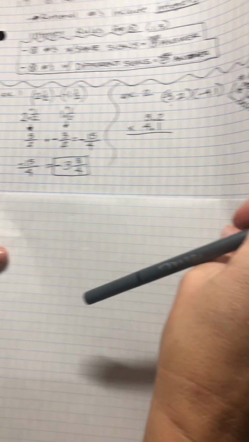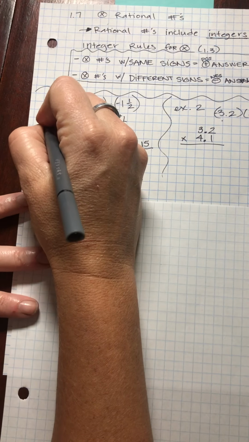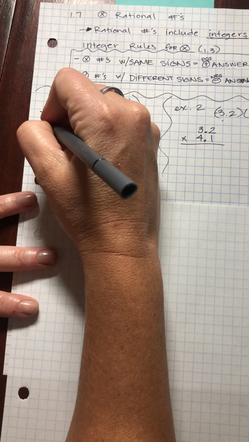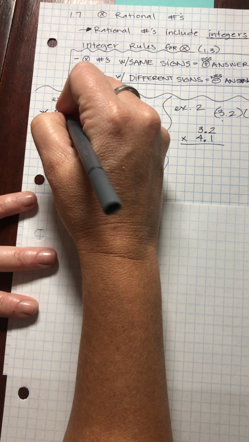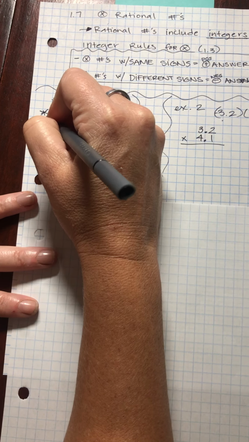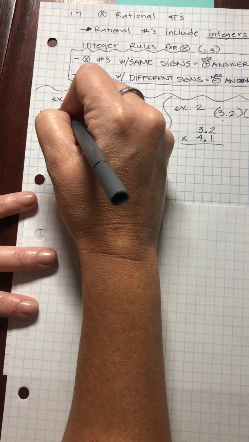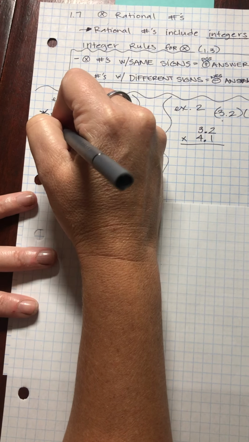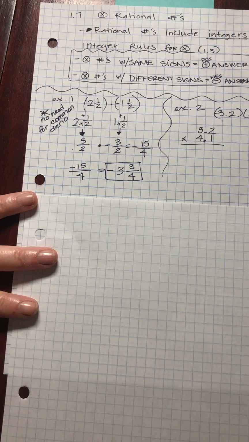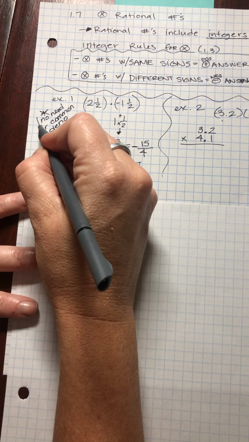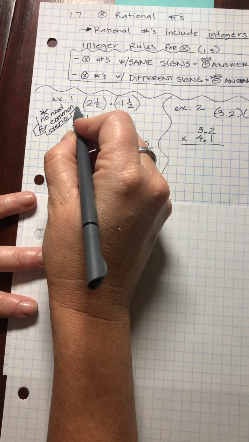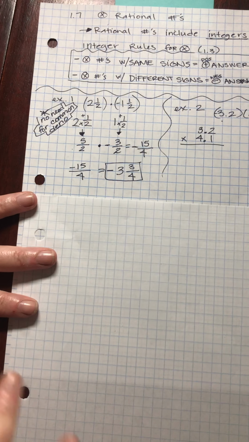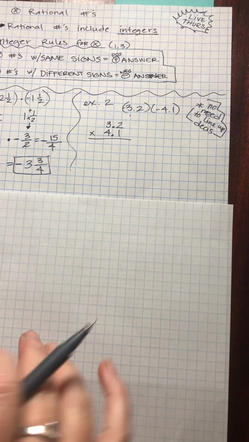Okay, and maybe on this one, I didn't, but I should have. I'm going to write no need for common denominator, because I don't want to write the whole thing out, but denominator. Okay, so we've got some extra reminders in our notes.